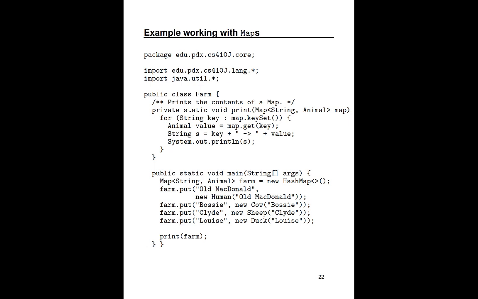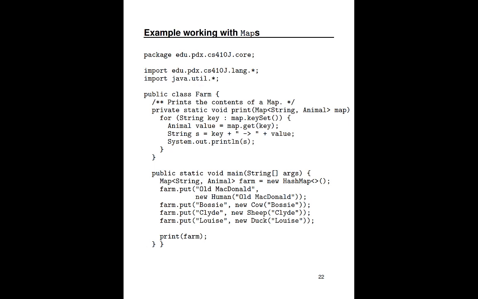We're going to iterate over what's called the key set, which is all of the names, all the strings that are the keys in the map. And so then we say for each String key in the map's key set, we will then invoke the get method of the map to get the animal associated with that key. And then we'll print out a little string that says key plus a little arrow to the value, which is the animal. And then in the main method, we're going to construct a map of strings to animals.